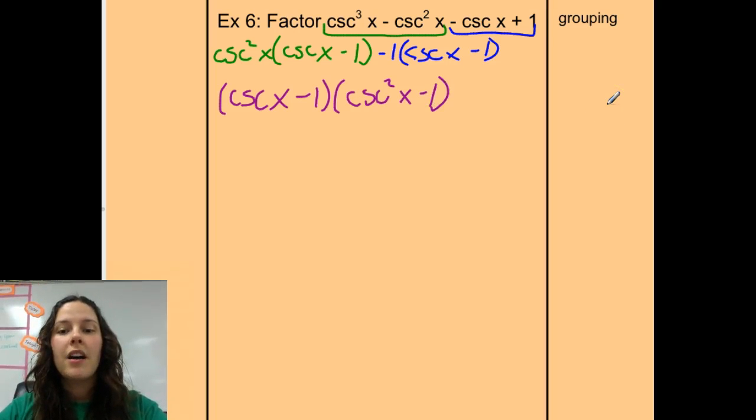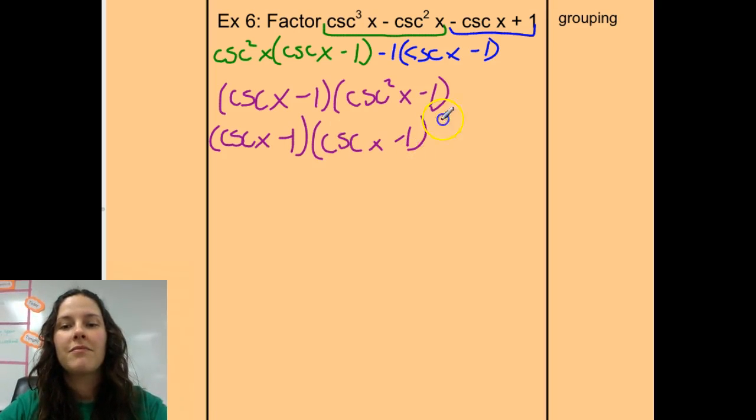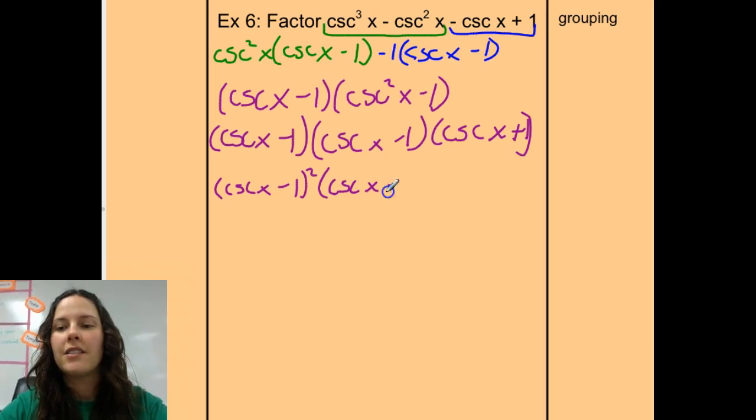And this time, because all of the functions are the same, it's all the cosecant, I can go ahead and continue to factor that difference of squares on the second one. So we've got cosecant x minus 1 times cosecant x minus 1 times cosecant x plus 1. And then I can simplify those first two cosecant x minus 1 terms as cosecant x minus 1 squared. And it just simplifies the form when you give your final answer.